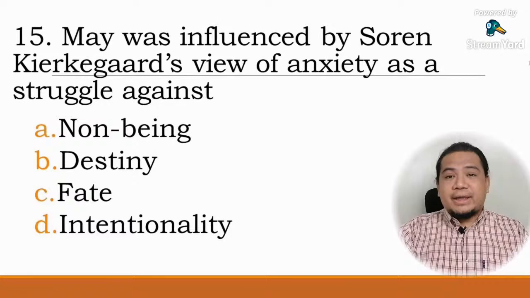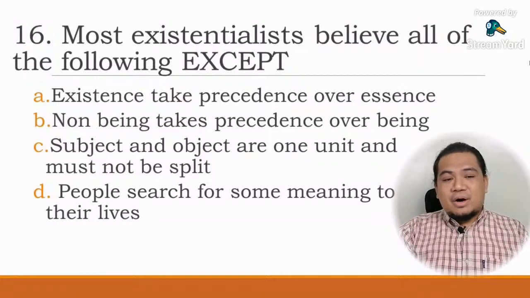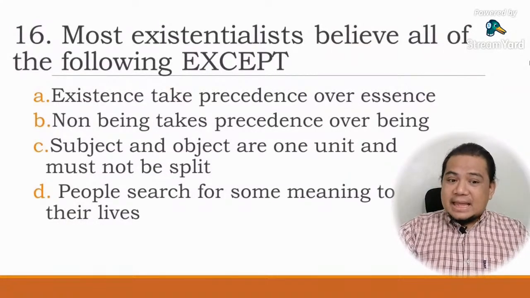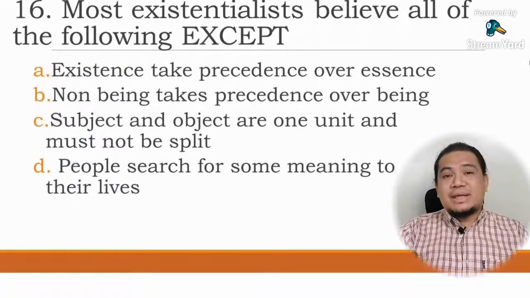intentionality. Number 16. Most existentialists believe all of the following except? Is it A, existence take precedence over essence? B, non-being takes precedence over being? C, subject and object are one unit and must not split? Or D, people search for some meaning to their lives?